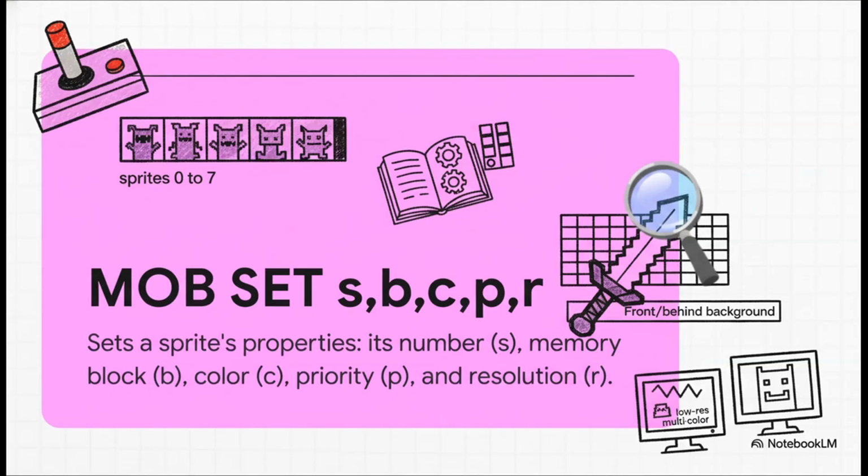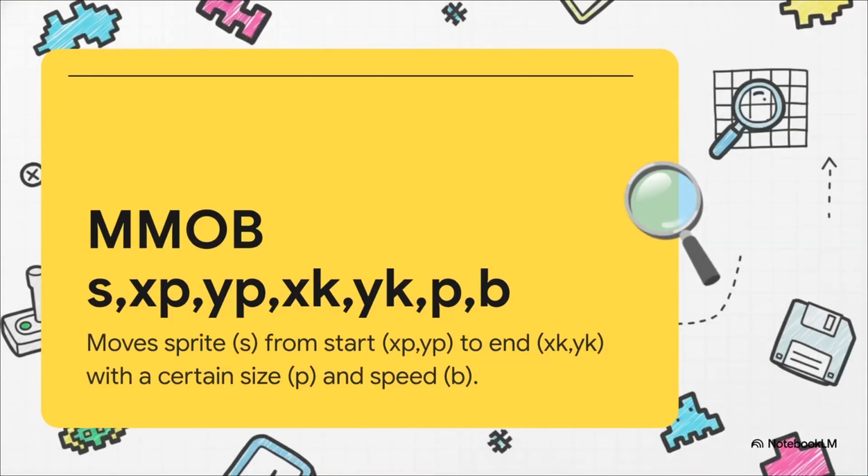What color should it be? What's its priority, like should it appear in front of or behind the background stuff? And finally, which resolution mode are we using? And once that's all set, the director shouts, action.